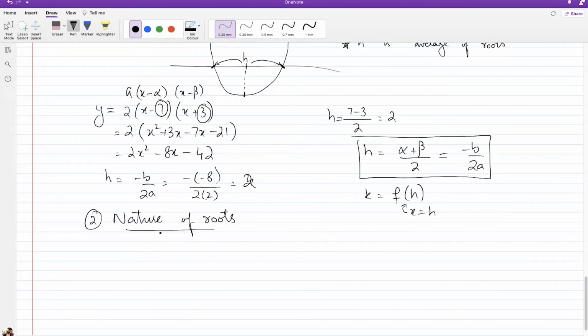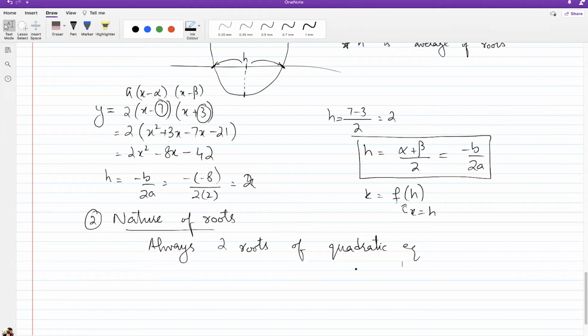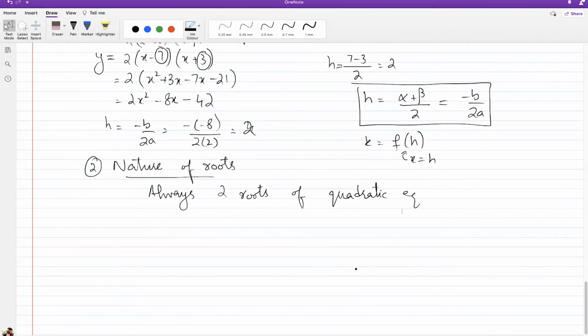What is the nature of roots? One thing that we know is that there are always two roots of a quadratic equation. But these roots can be real or they can be imaginary. Remember that numbers have two main groups, real numbers and imaginary numbers. There's nothing imaginary about imaginary numbers. They do exist in nature and we do use them all the time, except they were just named that way. Okay.